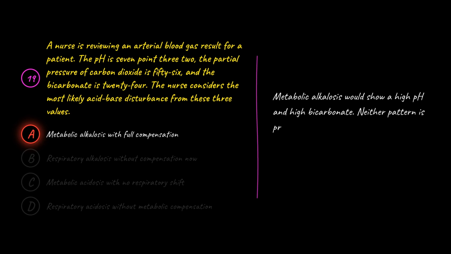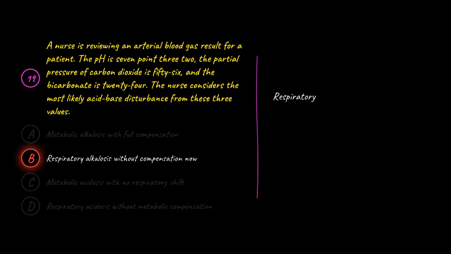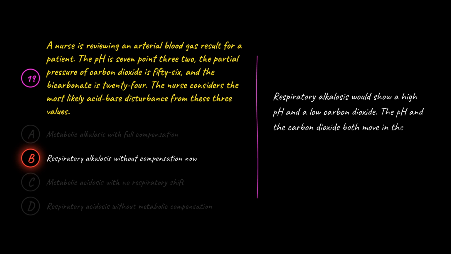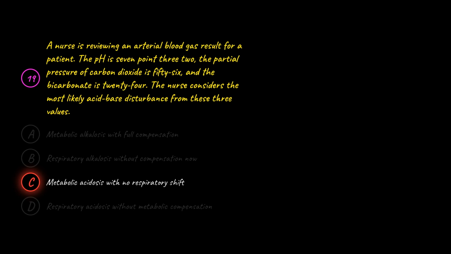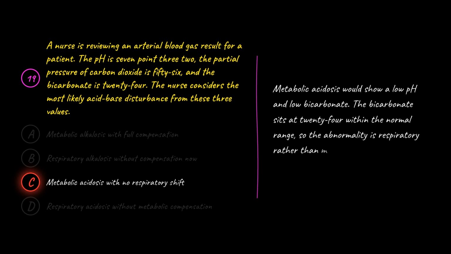Neither pattern is present here, since the pH is acidic and the bicarbonate sits at the bottom of the normal reference range only. B is wrong because respiratory alkalosis would show a high pH and a low carbon dioxide. The pH and the carbon dioxide both move in the wrong directions for that diagnosis. C is wrong because metabolic acidosis would show a low pH and low bicarbonate. The bicarbonate sits at 24 within the normal range, so the abnormality is respiratory rather than metabolic in origin.